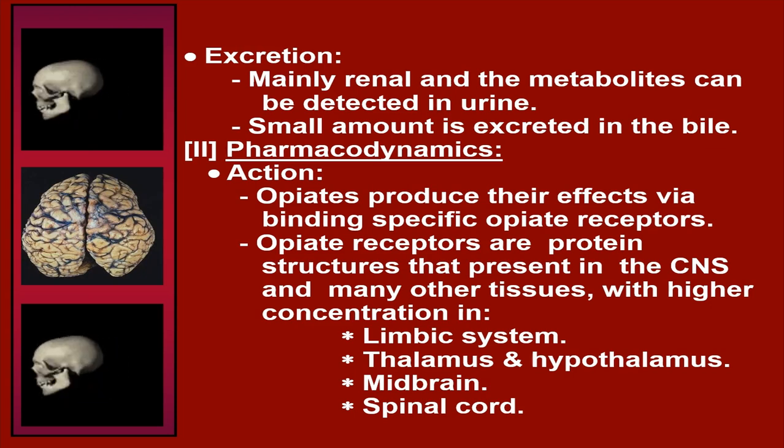The second point to be discussed under this title is the pharmacodynamics. What is the action of morphine or opioids, and how do they act? Pharmacodynamics. Action: opiates produce their effects via binding to specific opiate receptors, which are protein structures present in the CNS and many other tissues, with higher concentration in the limbic system, thalamus and hypothalamus, midbrain, and spinal cord.